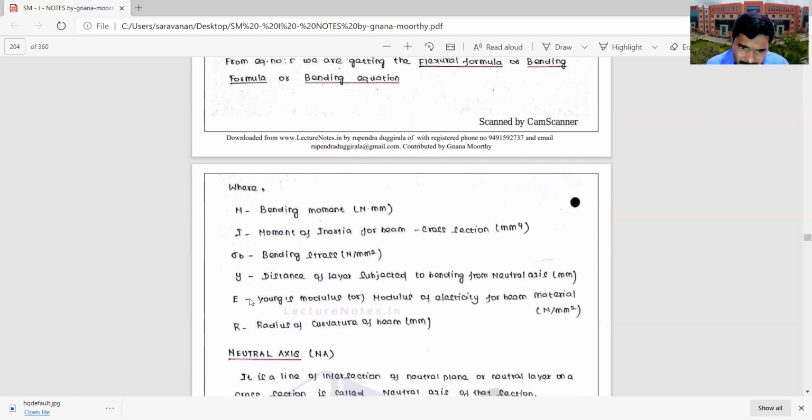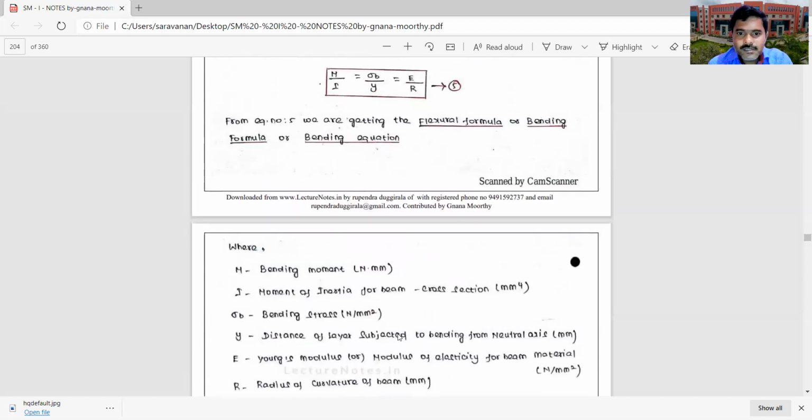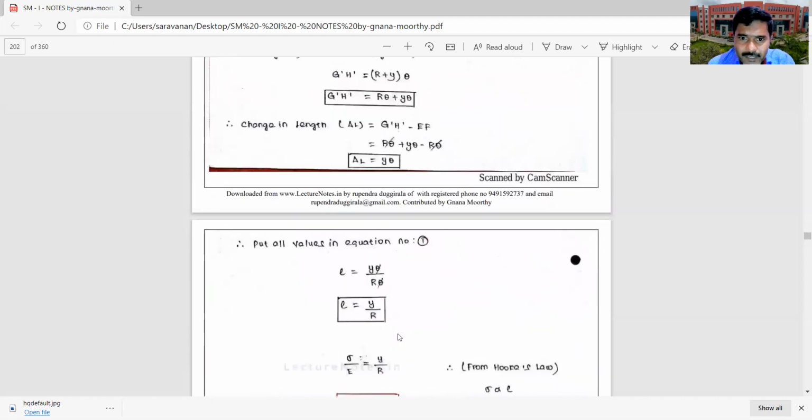Distance is in mm. E is Young's modulus or modulus of elasticity for the material. Young's modulus is stress by strain; stress is Newton per mm square, load by area, and strain has no unit, so Newton per mm square. And R is the radius of curvature of the beam, in mm. So this is how you have to derive the bending equation.